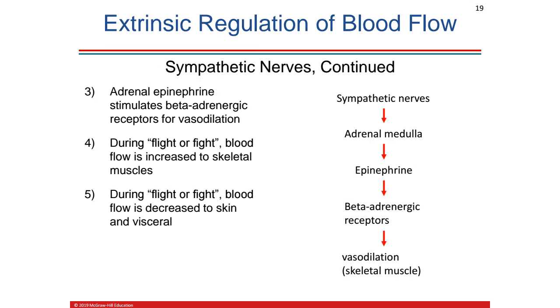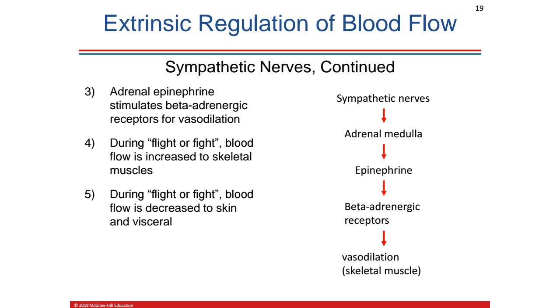In the previous slide, we established that norepinephrine released by sympathetic nerves onto viscera and skin leads to the activation of alpha adrenergic receptors, which leads to vasoconstriction. So that would happen in a fight or flight situation. At the same time, we also established that sympathetic nerves onto skeletal muscle release acetylcholine, which activates muscarinic receptors, which leads to vasodilation.